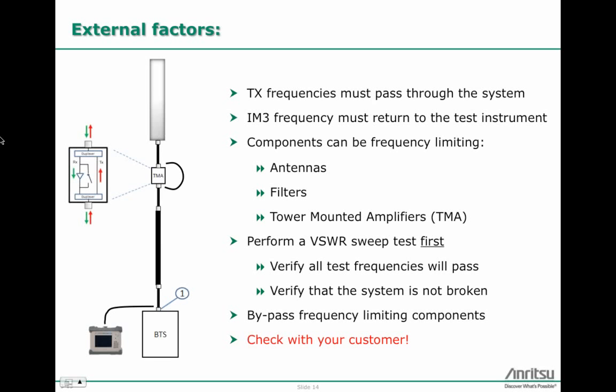So you want to find all of those problems, make sure that it's constructed correctly, that the reflections are at a minimum or acceptable for that system, and then perform your PIM testing. If you do come across something that's a frequency limiting device, then your only recourse in this case is going to be to bypass that component, and that means to put a jumper around it so that the test signals continue all the way through and bypass the component that you're testing.